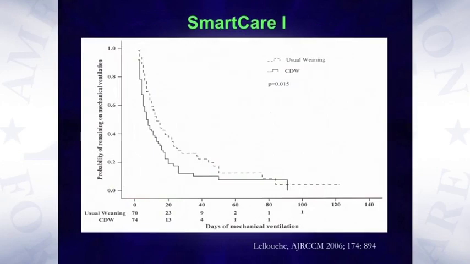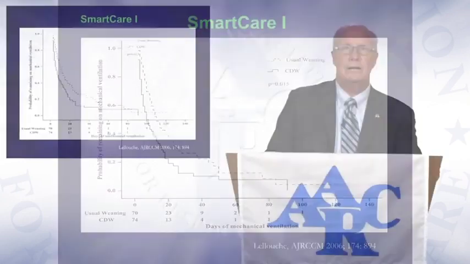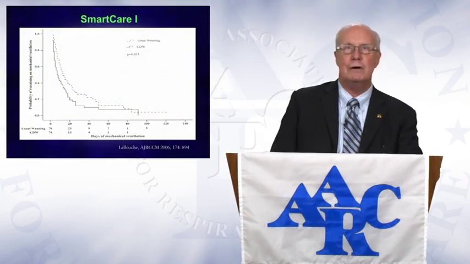SmartCare was looked at very carefully in one trial that was published about 10 years ago now in the Blue Journal, and there was a lot of excitement because, as you can see on this graph, the SmartCare people, the dark line, came off the ventilator quicker.